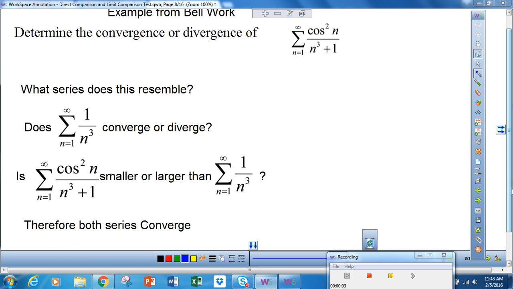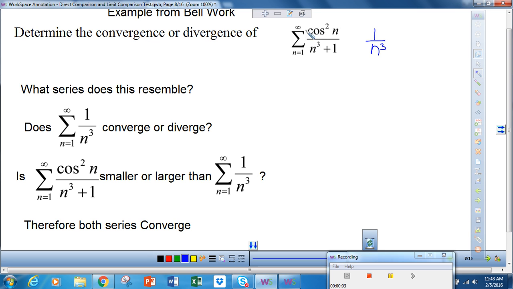Again, we have to look at, what does this look like? And all of these examples are on page 8. I hope you're keeping up with me. These are on page 8 of your notes. All of these, so we have to look at, what does this look like? And this looks like 1 over n cubed.